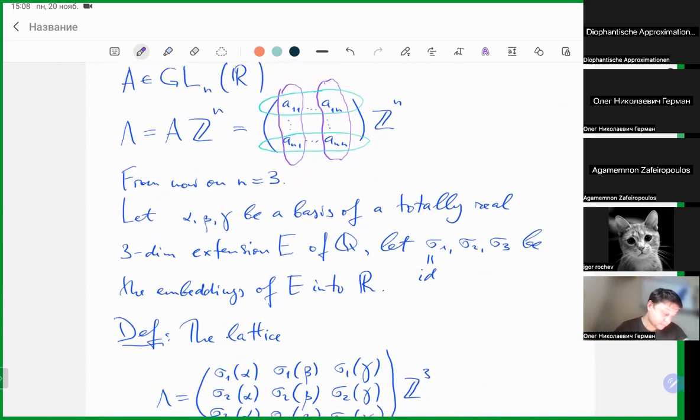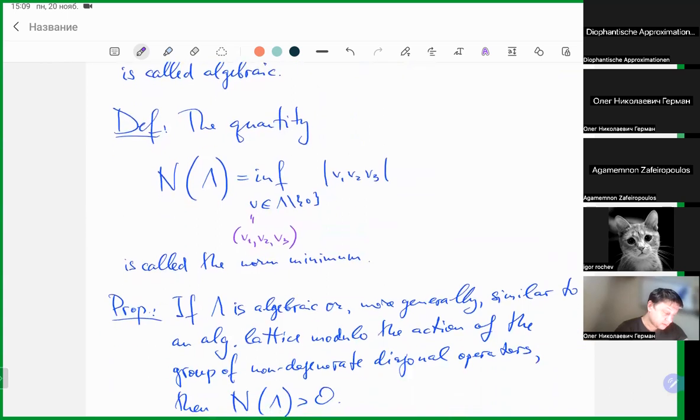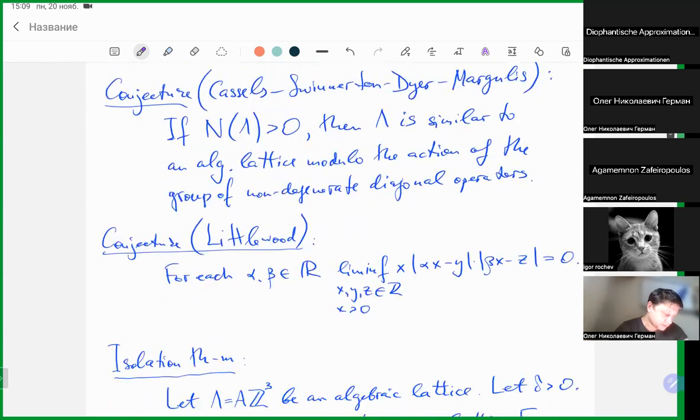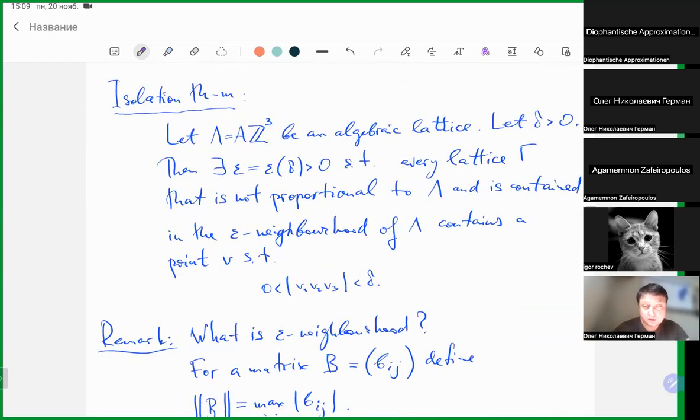Now, we decided to live in the three-dimensional space and talk about three lattices of rank 3, right? And well, we want to discuss this theorem by Cassels and Swinnerton-Dyer, which is called an isolation theorem.